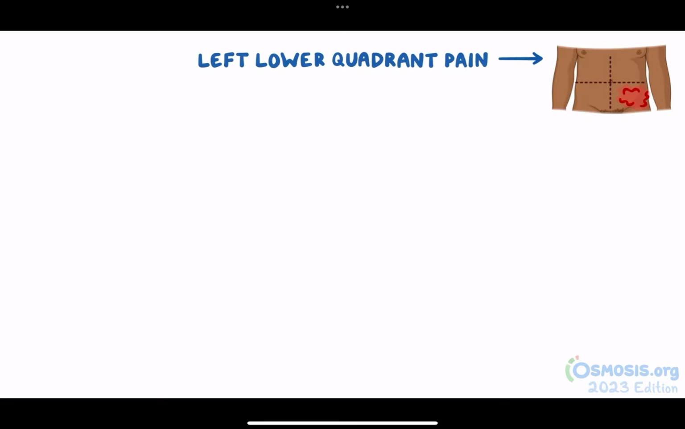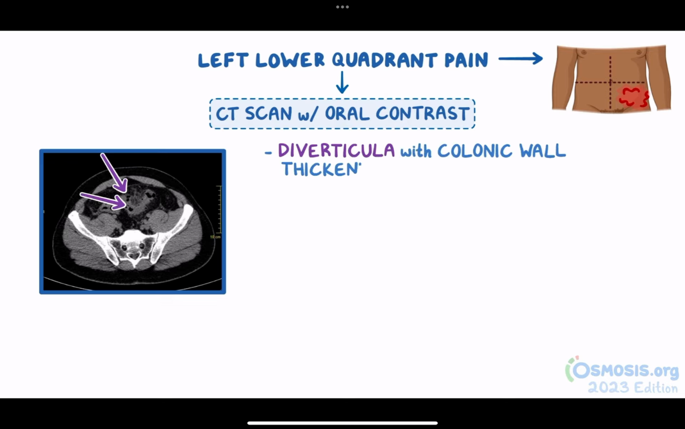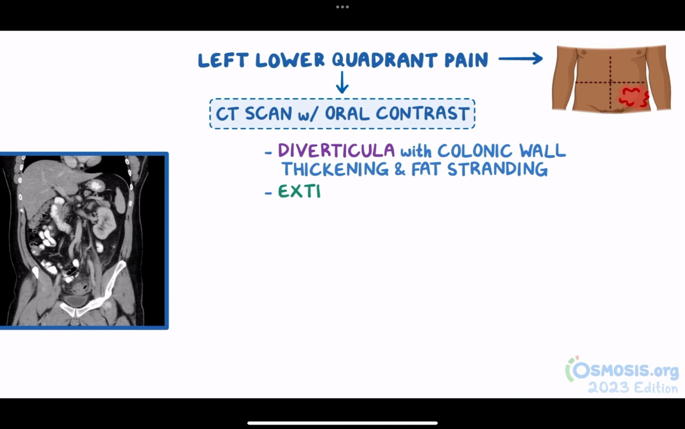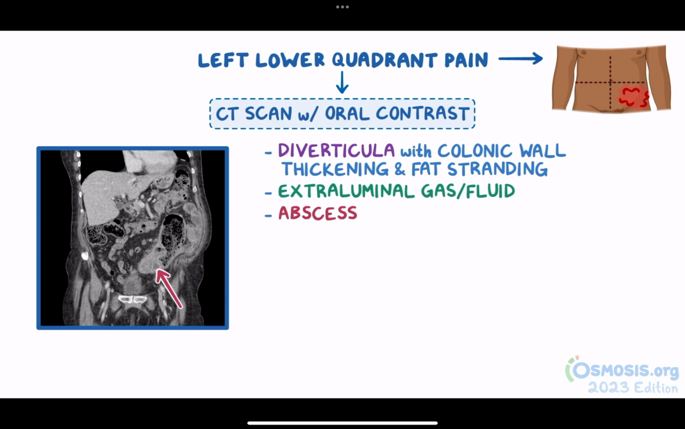If you suspect diverticulitis, order a CT scan of the abdomen and pelvis with oral contrast, which can show diverticula with colonic wall thickening and fat stranding, extraluminal gas or fluid, and in some cases, an abscess. If you see these findings, the diagnosis of diverticulitis is confirmed.